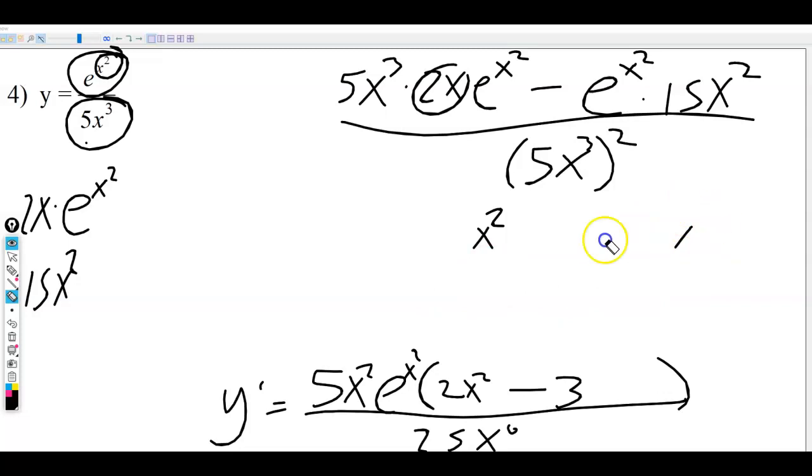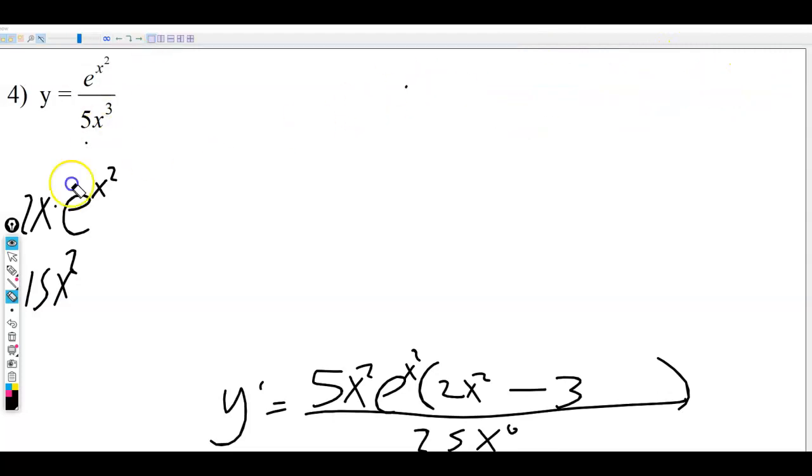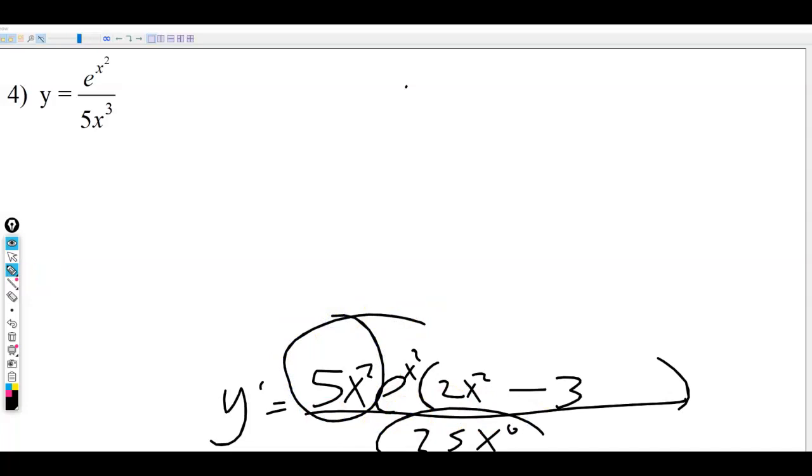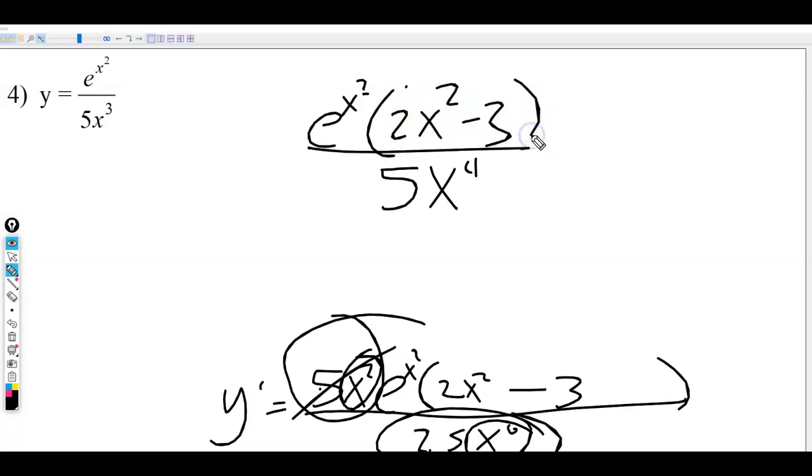Let me clean up my screen a little bit. Now, I don't know if your problem is going to be quite this difficult to simplify or not, but can't hurt to see how to do it, I guess. All right, so I can reduce the 5x squared with the 25x to the 6th there. 5 goes into 25 5 times, and x squared goes into x to the 6th, x to the 4th times. So the bottom reduces to that, and the top completely goes away. And so on the top now, I'm just left with the e to the x squared on the outside, and a 2x squared minus 3 on the inside. I'd say that's probably the most simplified we're going to get for that quotient rule derivative.